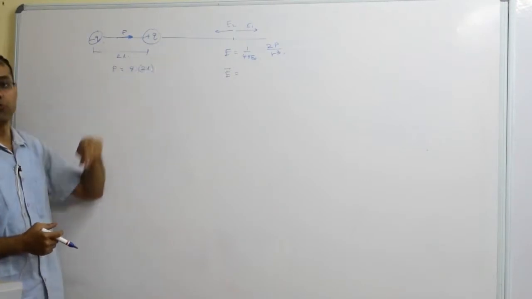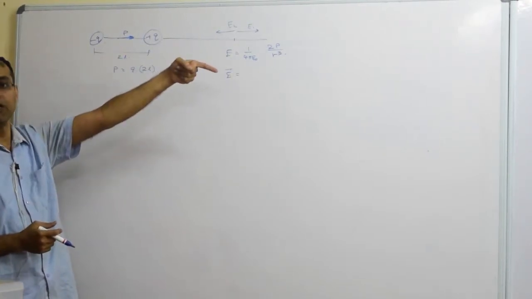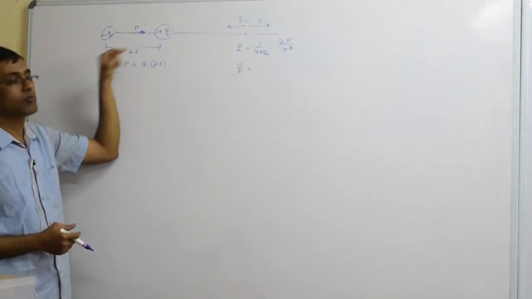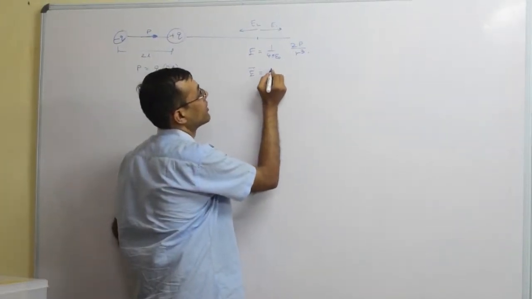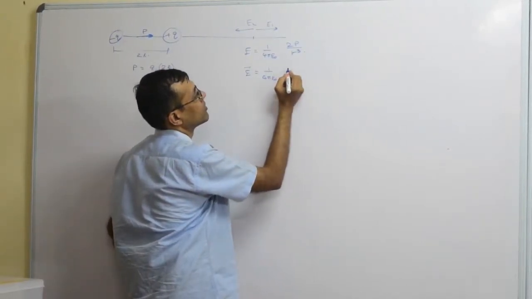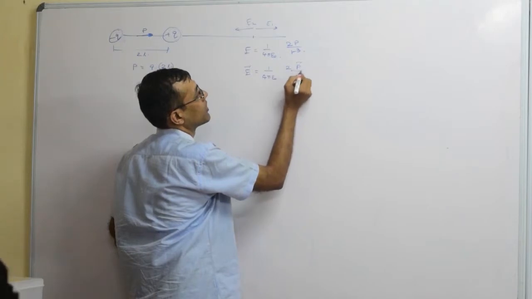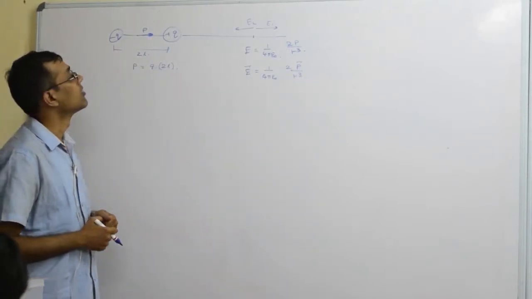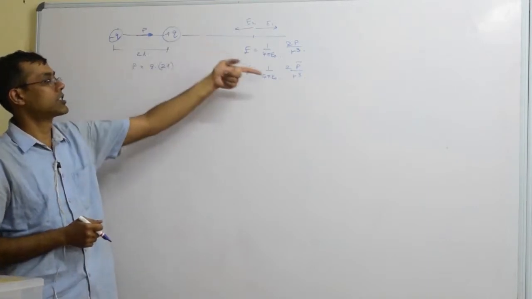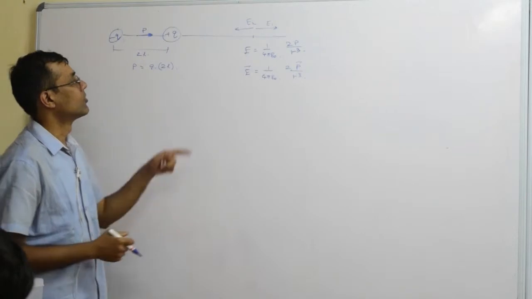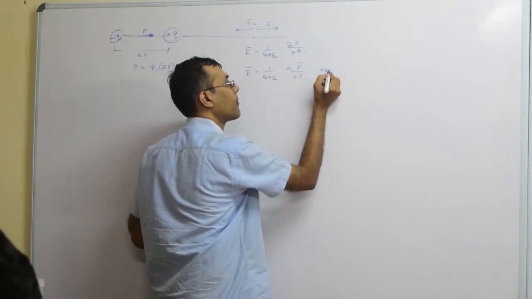E2 is going to be smaller, which means the resultant is going to be this way, which is along the direction of P. So that means we will write it as 1 by 4 pi epsilon naught 2P vector by R cube, because it's along the direction of P. Do you agree? So this is called the vector form.